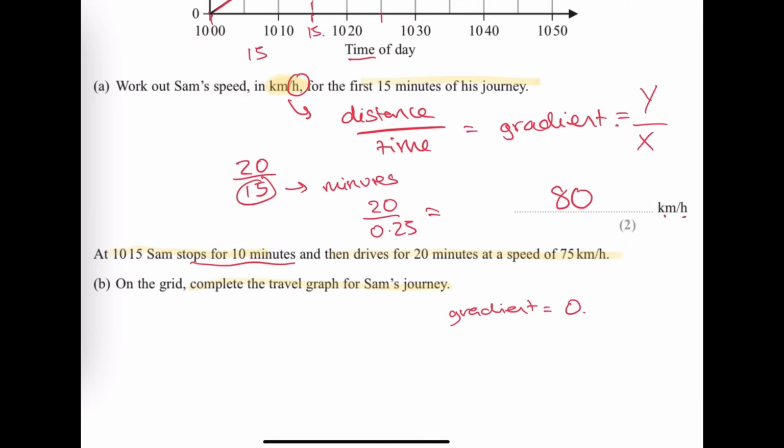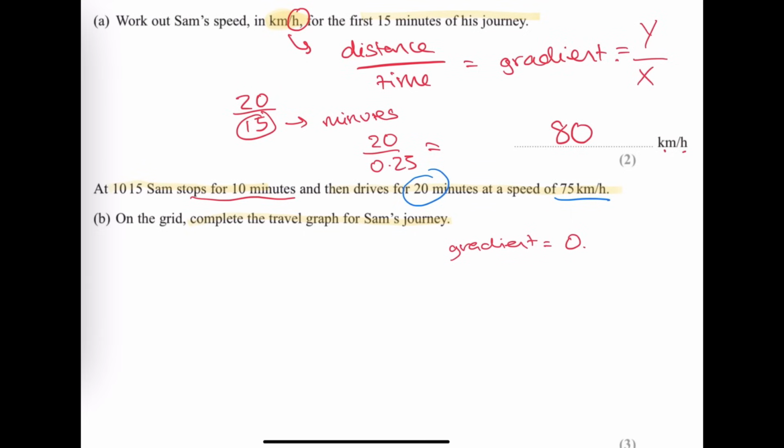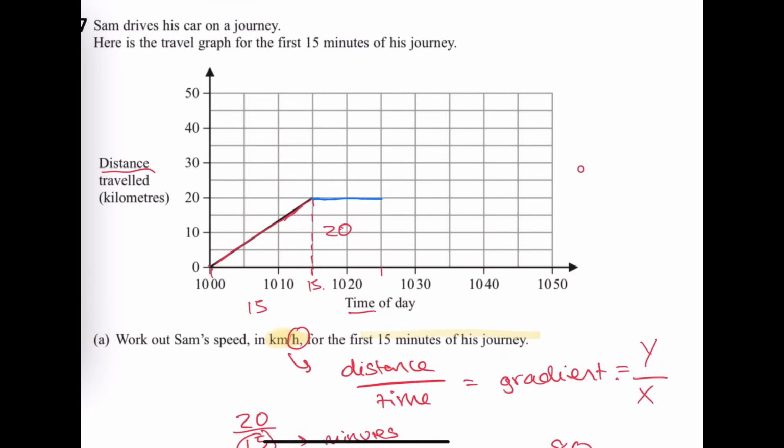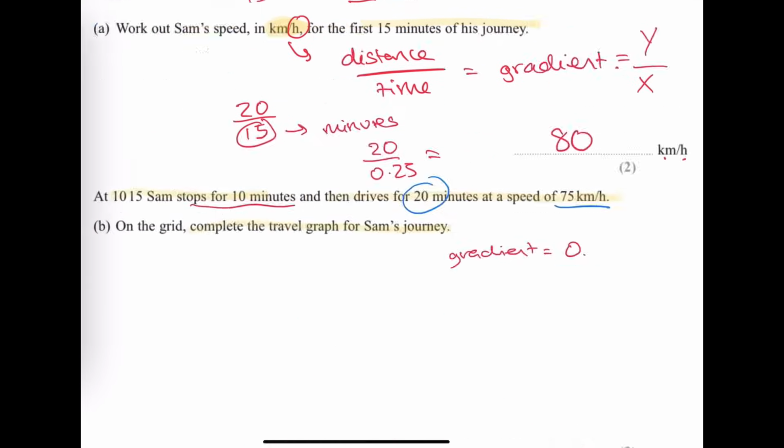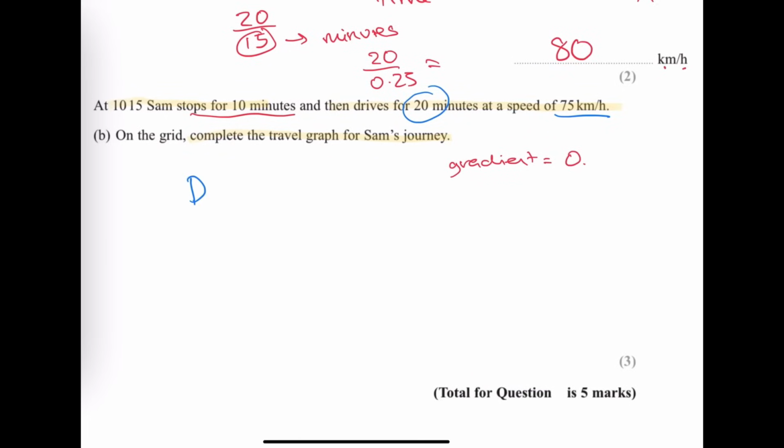So then he drives for 20 minutes at a speed of 75 kilometers per hour. Now we're going to try and find the distance traveled at that 75 kilometers per hour. Distance is the same as speed times time. We have a speed of 75 kilometers, however, this is per hour. So we need to make 20 minutes into hours. That is the same as 20 divided by 60, so we multiply by 1/3. So the answer is 25.